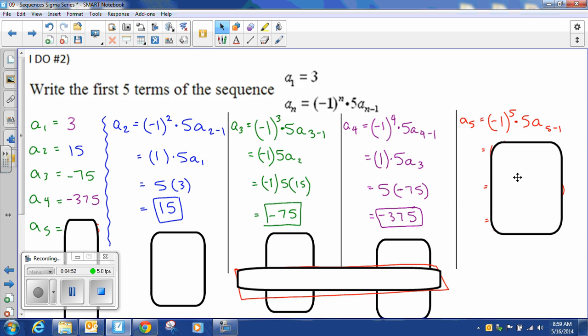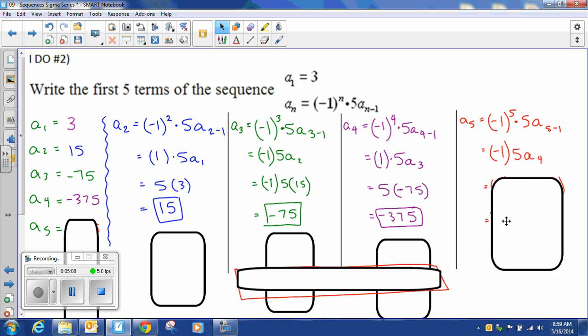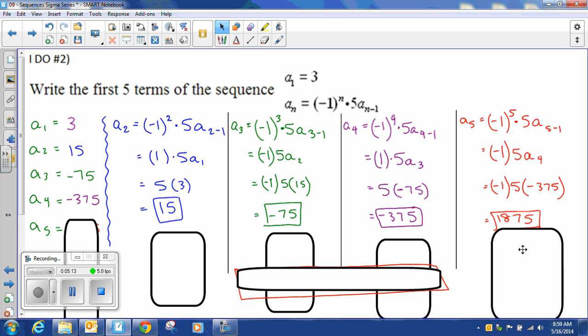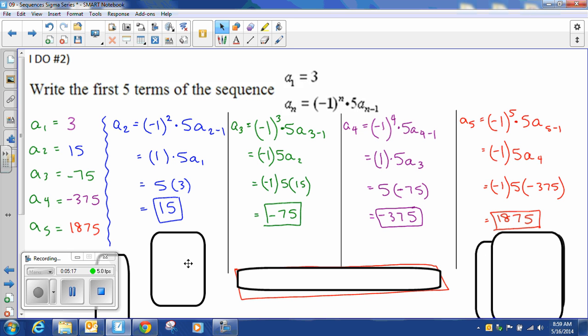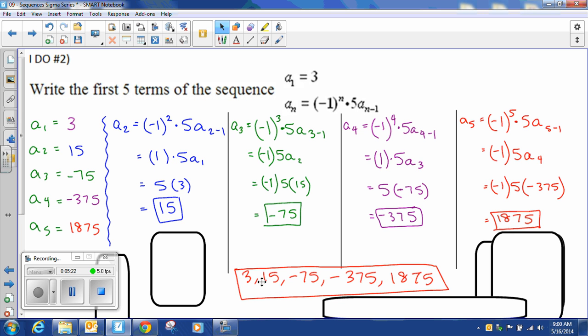Okay, one more to go. We plug in 5 here and here, and negative 1 to the fifth power is negative 1 because it's an odd power. 5 times a sub 4, where we replace a sub 4 with negative 375. And negative 1 times 5 times negative 375 is positive 1,875. So, putting it all together, here is our 5-term sequence.